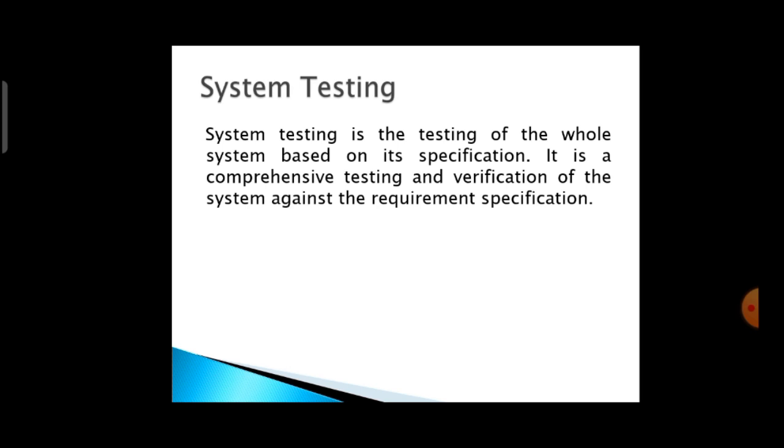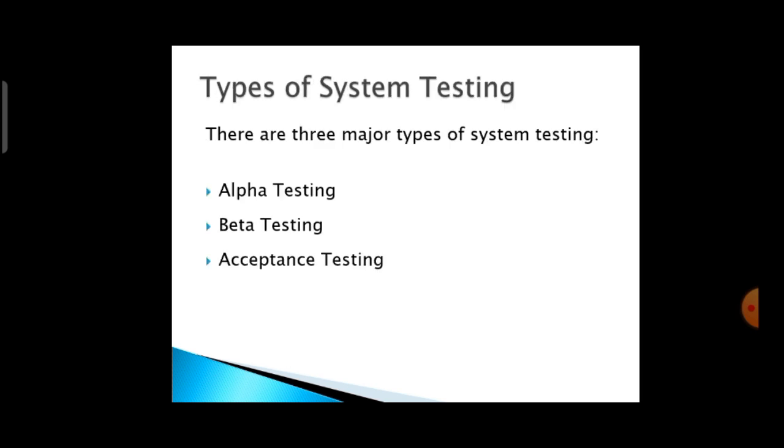System testing is a testing of the whole system based on its specifications. It is a comprehensive testing and verification of the system against the requirement specification. So there are three major types of system testing. These are alpha testing, beta testing, and acceptance testing. So first is the alpha testing.